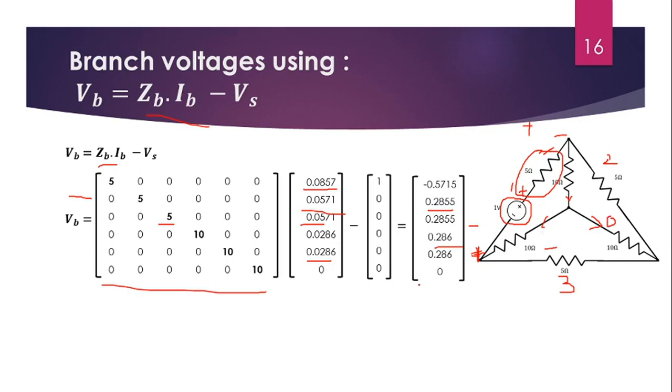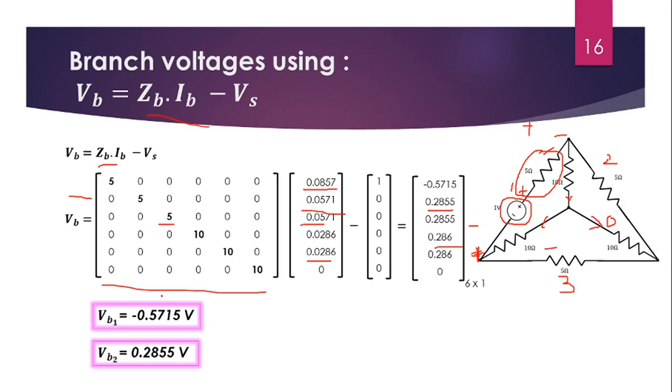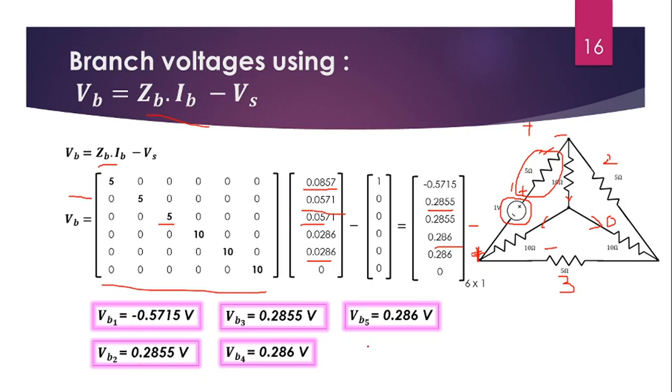So in this way we may find VB1 branch voltage 1, branch voltage 2, branch voltage 3, branch voltage 4, branch voltage 5, and this is branch voltage 6, that is 0. So this is the method we apply, or these are the steps we follow, and by following these steps we find the voltage and current for the particular circuit. Hence we can say that using graph theory also we can find the currents and voltages. So graph theory is another method to analyze your network or your circuit.